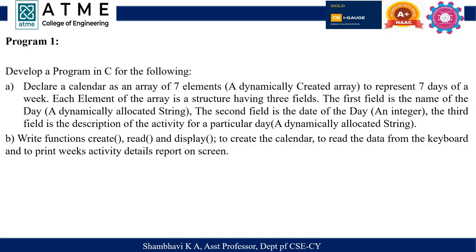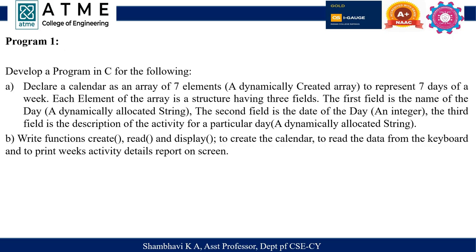Each element of the array is a structure having 3 fields. The first field is the name of the day, the second is the date of the day, and the third is the description of the activity for a particular day. All these are dynamically created integers or strings. The second subsection is: write a function to create, read and display, to create a calendar, to read the data from the keyboard and print the week's activity details report on the screen.